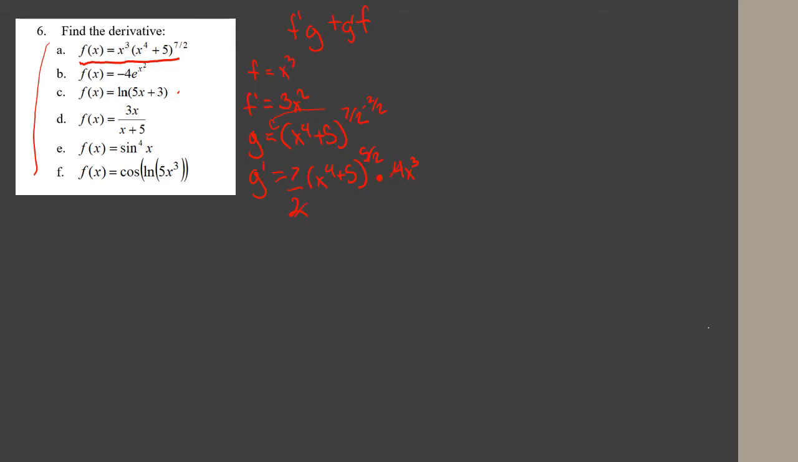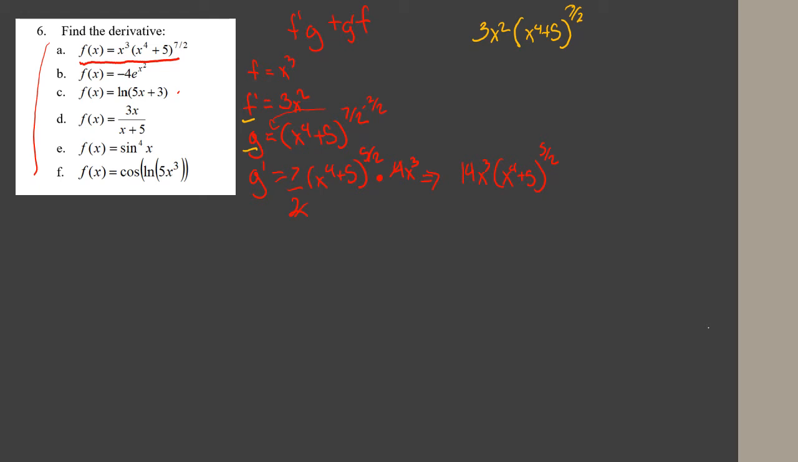Now we've got a 4 and a 2 that can cancel out. So this becomes 14x cubed times x to the 4th plus 5, all raised to the 5 halves. So we've got our f prime and g first. So we take 3x squared times x to the 4th plus 5. All of that raised to the 7 halves because that's our original part of that function.